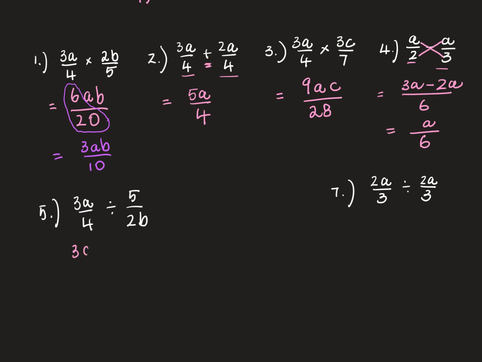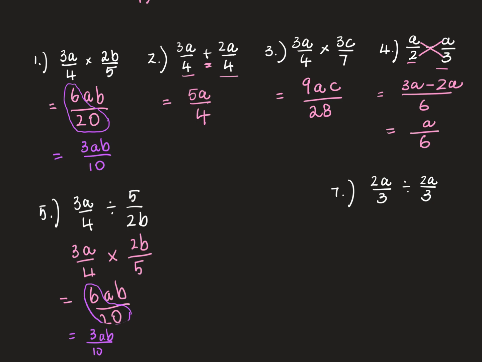Next one here, I'm dividing. What do I do? I keep the first one the same. I change the divide to times, and then I flip the second one. The 5 goes onto the bottom, and the 2b comes onto the top. Then it's just a straight multiplication. 3a times 2b, 3 2s are 6ab, 4 5s are 20, and then like in the one up above, we can simplify that. 6 over 20, same as 3 over 10, and just keep the ab there. Do you have to do that? Well, it's not technically wrong if you don't, it's just not the simplest form. Don't worry too much about it. If you get to here, you may well get all the marks just for that.